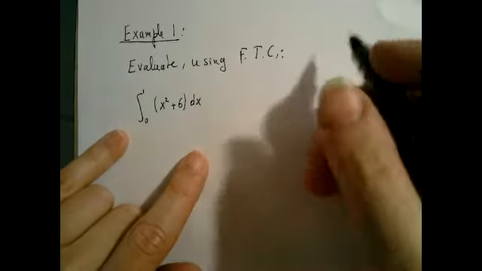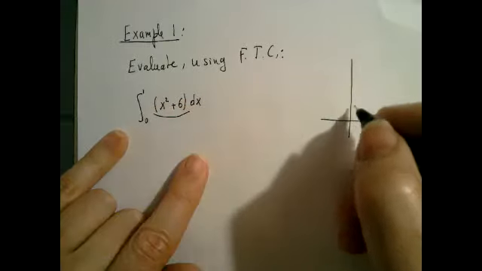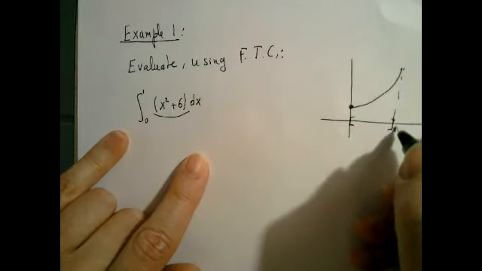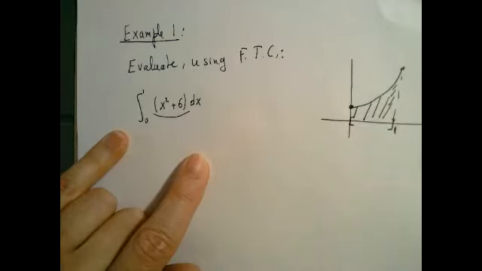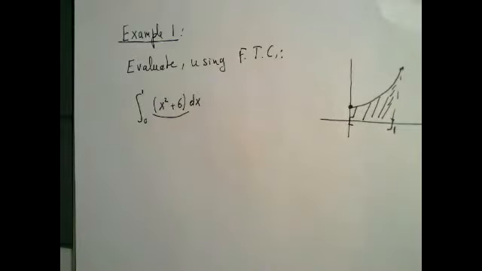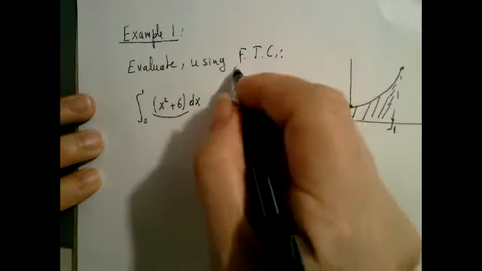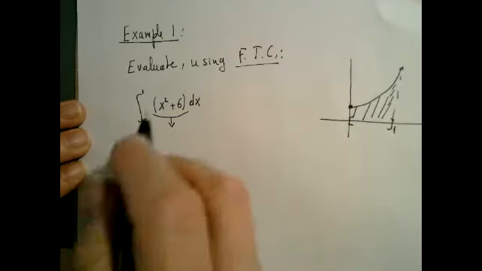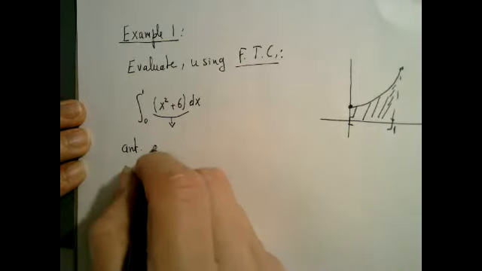Graphically, I don't have to draw the graph all the time. This is my function, x squared plus 6, a parabola going up. My interval is 0 to 1. And this definite integral, because my function is positive, basically represents this area. That's graphically what we're doing. Now, we could compute the sum, but the idea now is to use the fundamental theorem. To do that, we need an antiderivative. So let us first find the antiderivative of x squared plus 6.